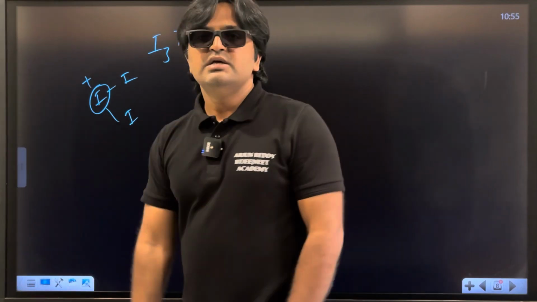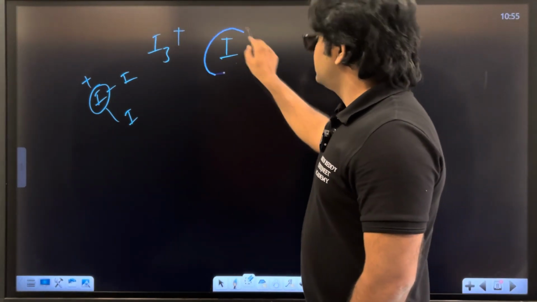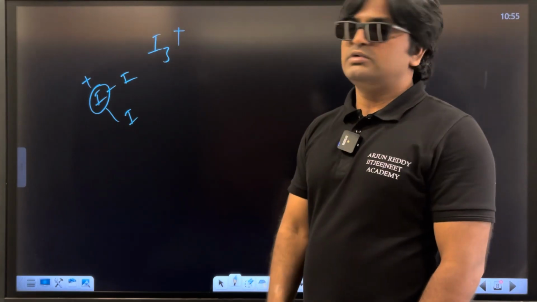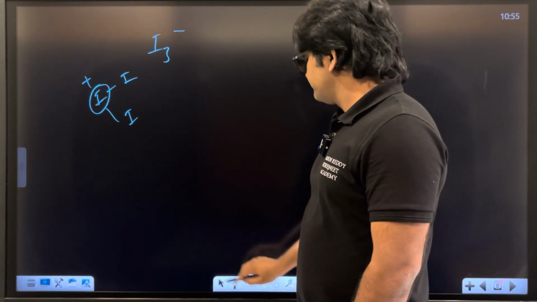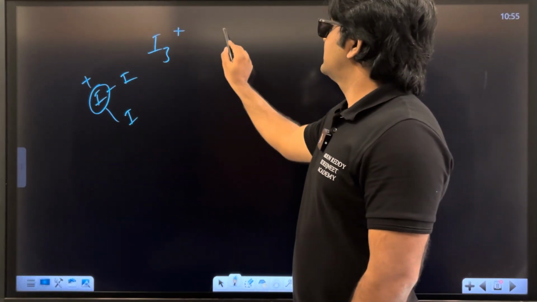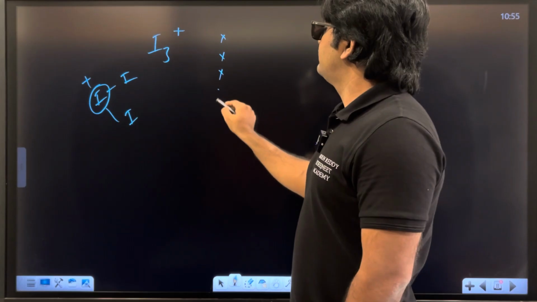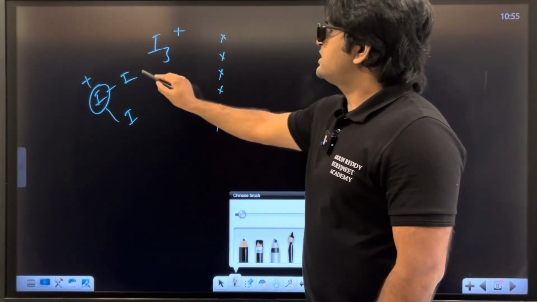And what is the charge on iodine? Positive charge. What is the iodine group number? Seventh group. But because of the positive charge, we are taking only 6 electrons: 1, 2, 3, 4, 5, 6 electrons. Okay, right. How many surrounded atoms?